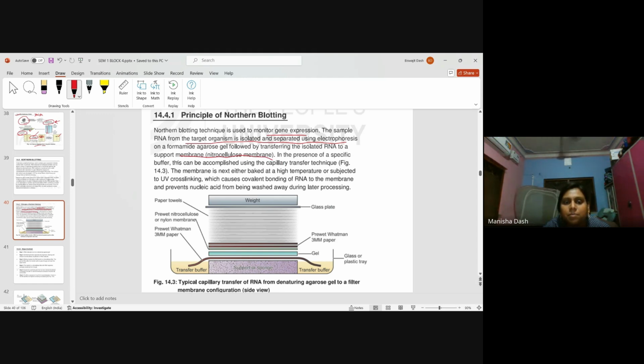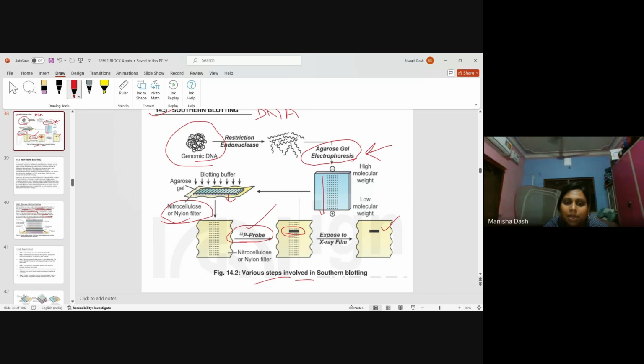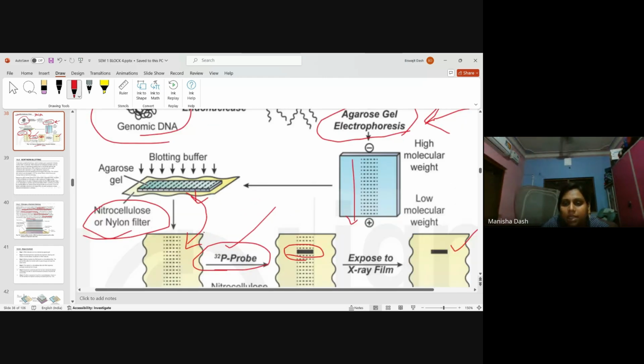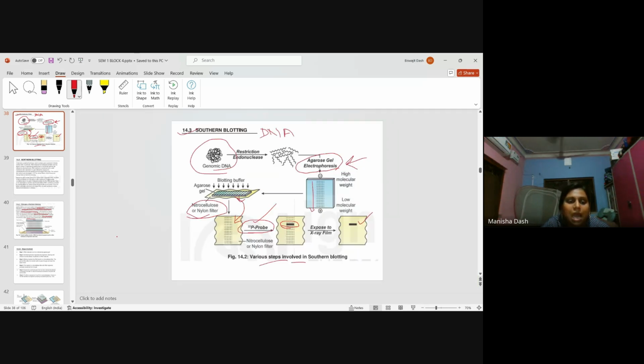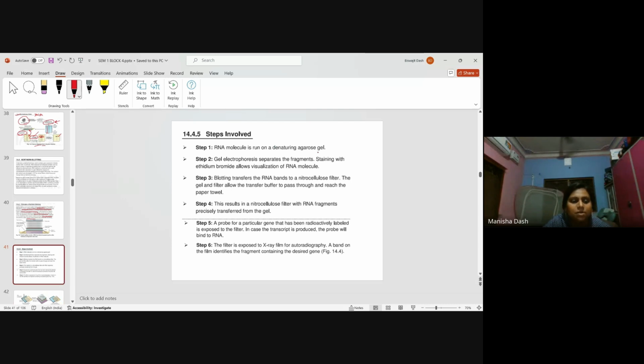In the presence of a specific buffer, this can be accomplished using the capillary transfer technique. The membrane is next either baked at a high temperature or subjected to UV cross-linking, which causes covalent bonding of the RNA to the membrane and prevents the nucleic acid from being washed away during later processing. Look here, the same thing is happening. Whatever is on the gel has been transferred to the membrane. Since here we put DNA in the gel, in Northern blotting, instead of DNA, you use RNA. So these are the steps of Northern blotting.